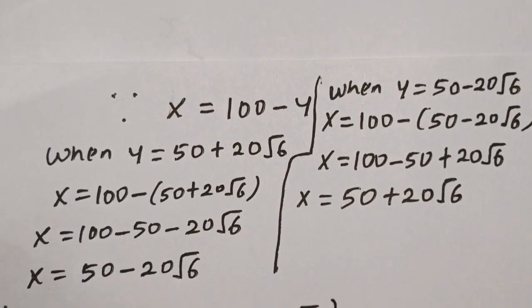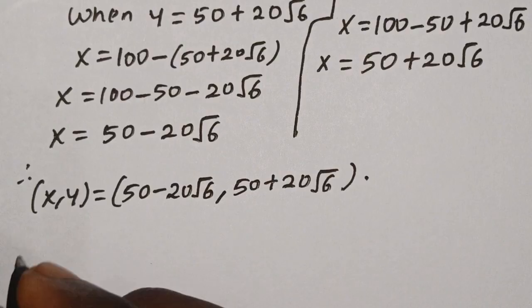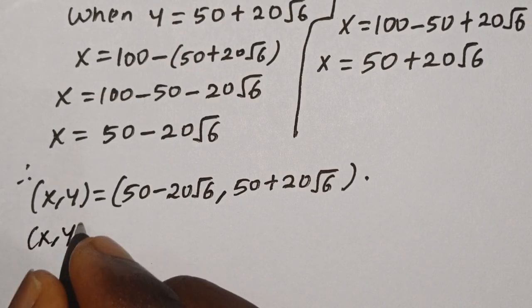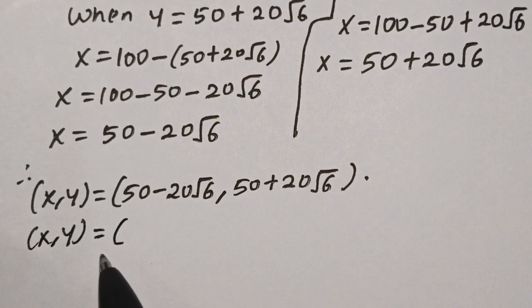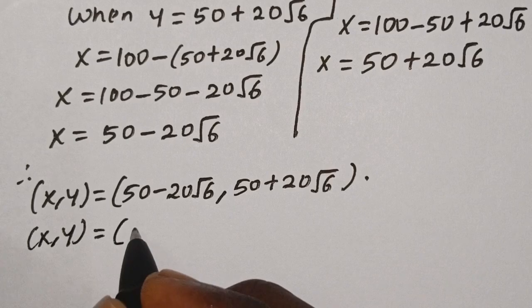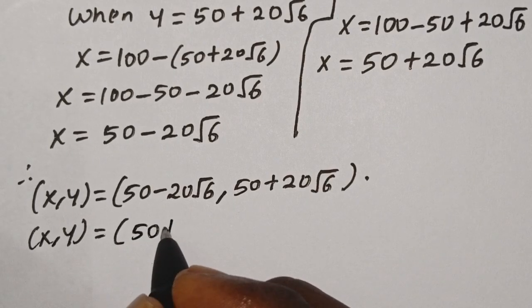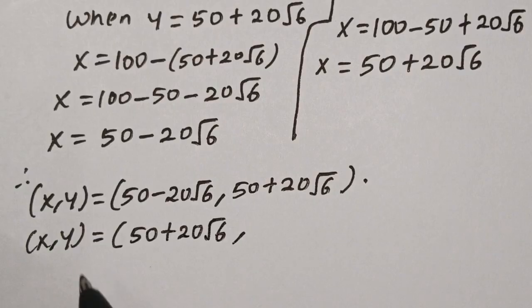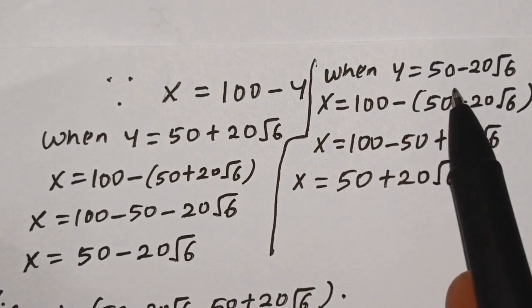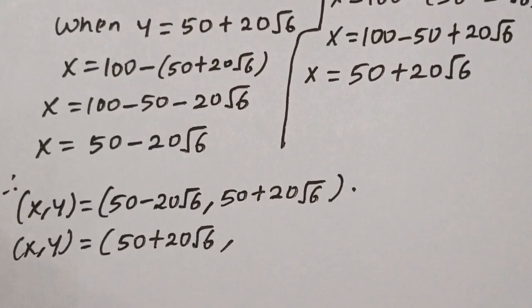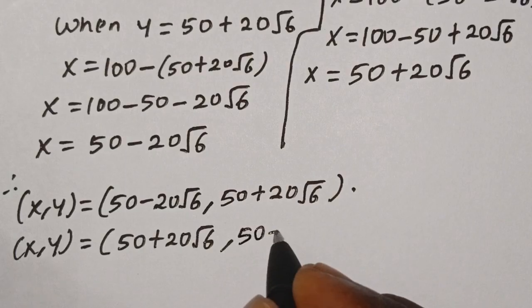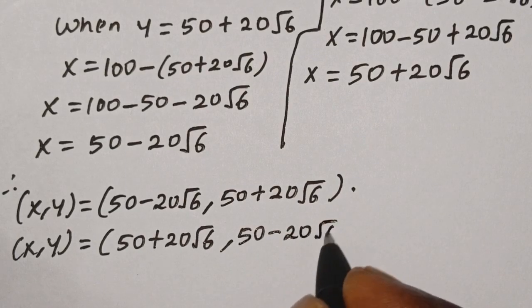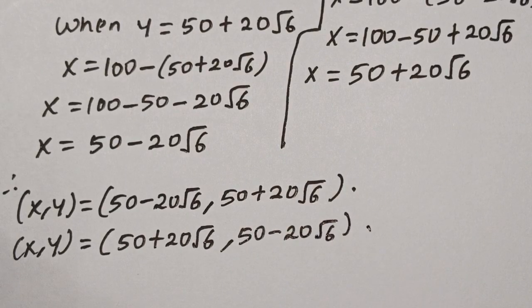That means our second solution is x comma y equal to this value of x, 50 plus 20 root 6, comma, and the value of y is this, 50 minus 20 root 6. This is the second solution.